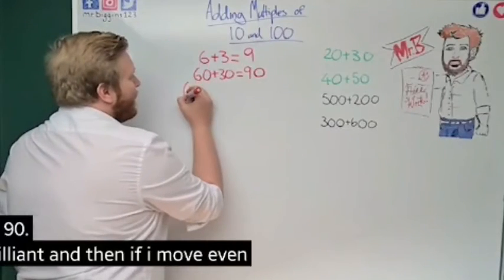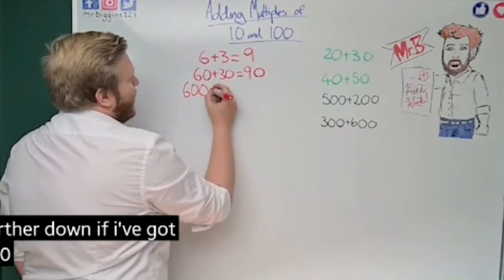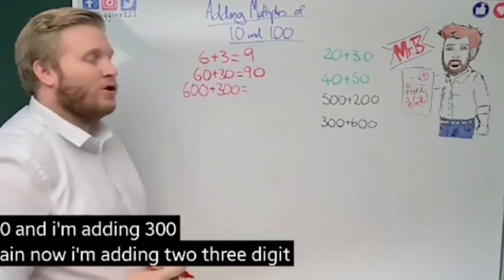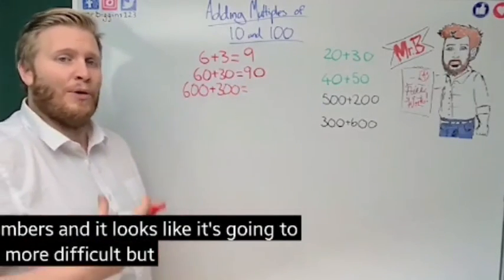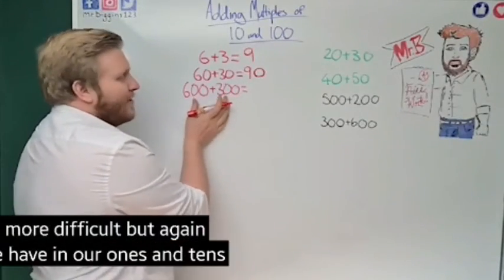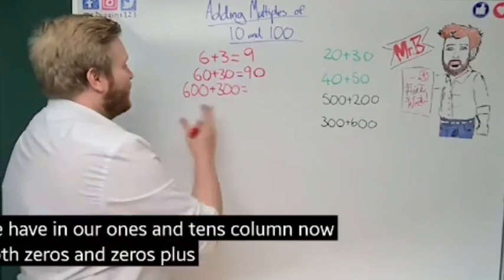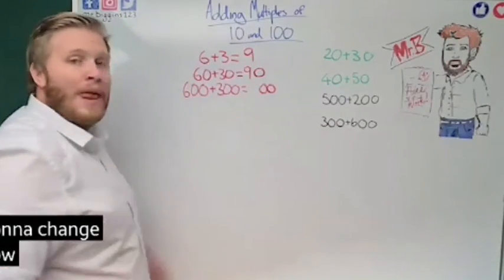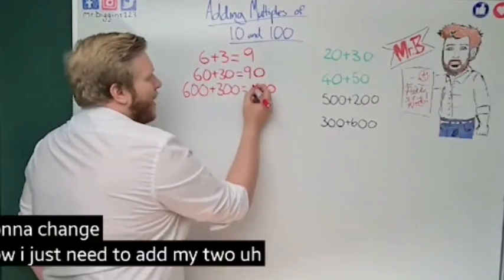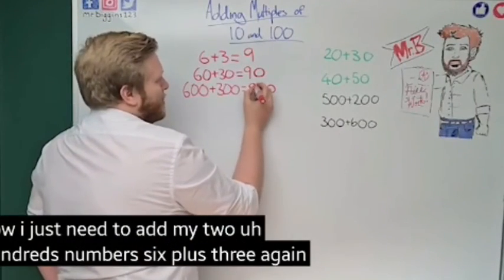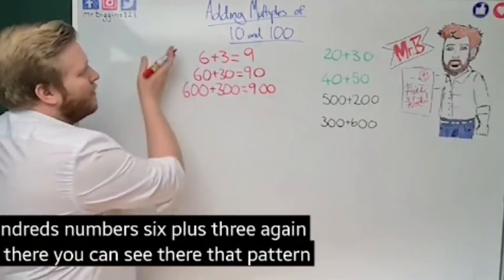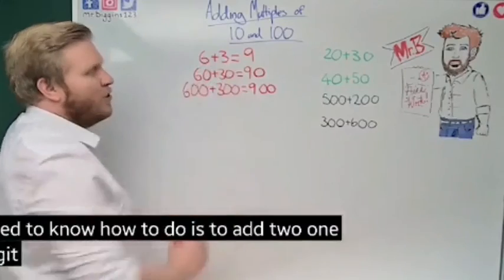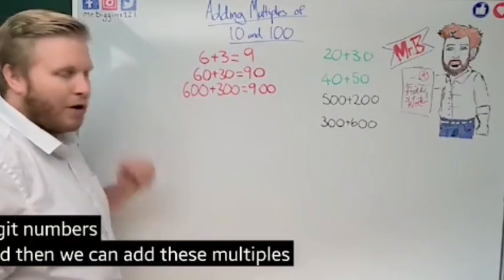Brilliant. And then if I move even further down, if I've got 600 and I'm adding 300, again, now I'm adding two 3-digit numbers and it looks like it's going to be more difficult, but again, we have in our ones and tens columns now both zeros, and zero plus 0 is going to be nothing. So those aren't going to change. Now I just need to add my two hundreds numbers, 6 plus 3 again. So there you can see that pattern shows us that all we actually need to know how to do is to add two one-digit numbers, and then we can add these multiples together.